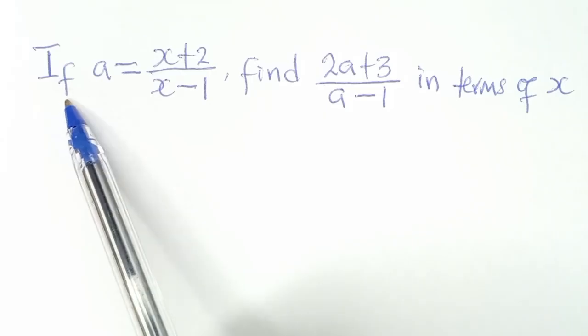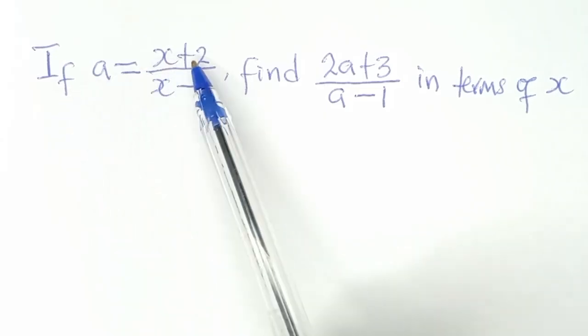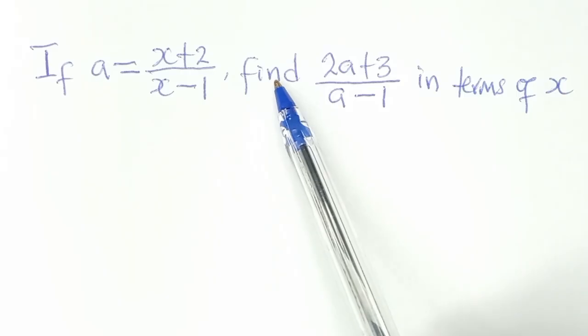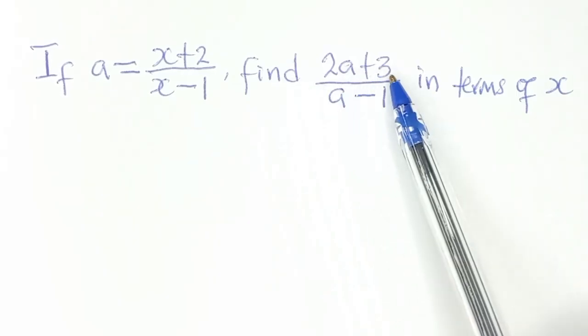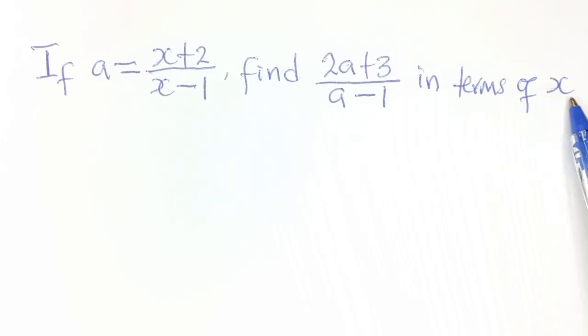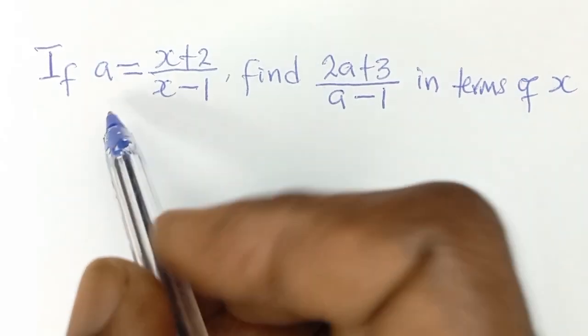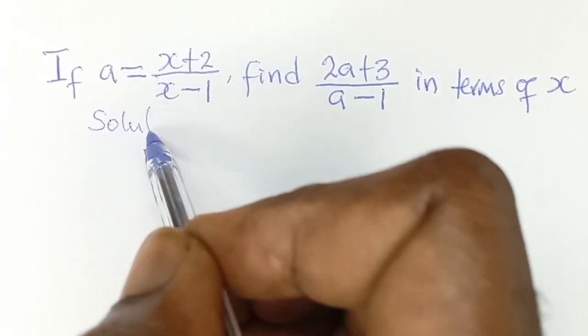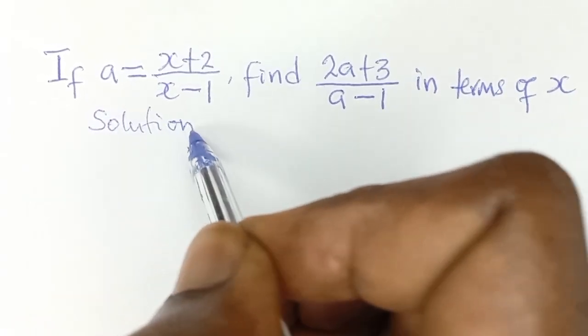The question here says if a is equal to (x + 2)/(x − 1), find (2a + 3)/(a − 1) in terms of x. Now, the solution to this is simple. Don't allow this to be confusing to you.